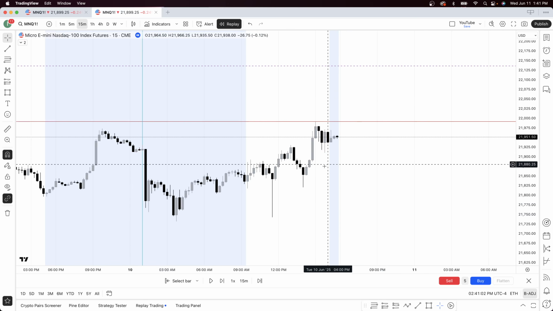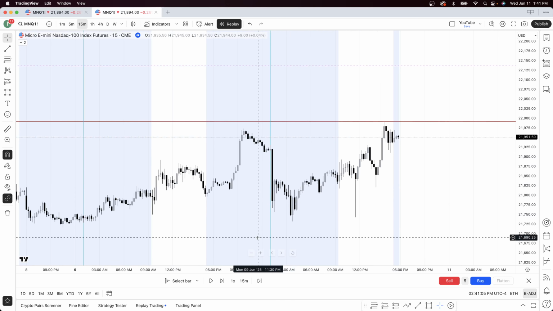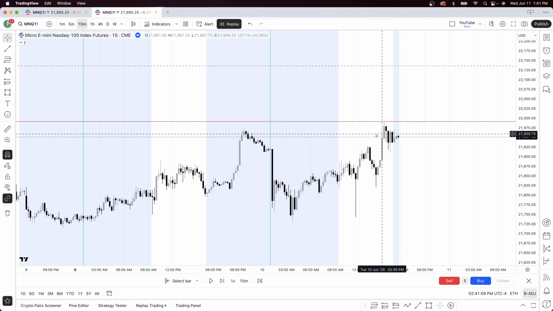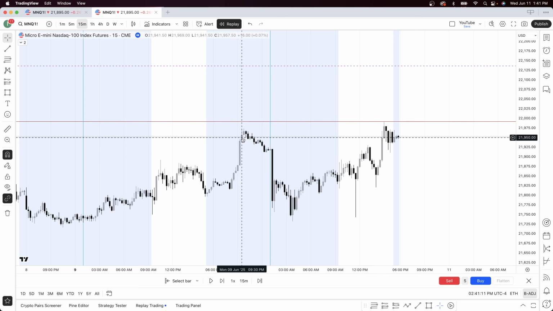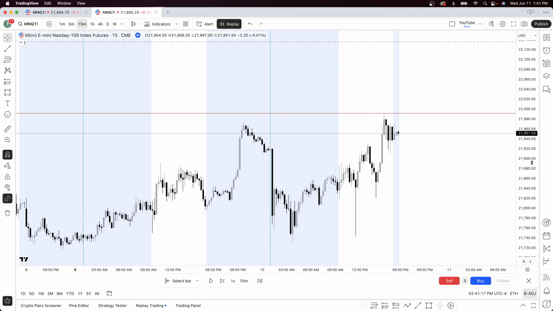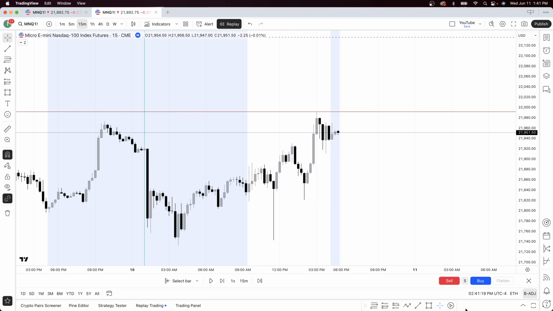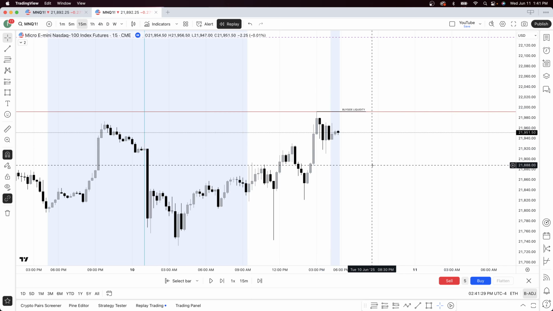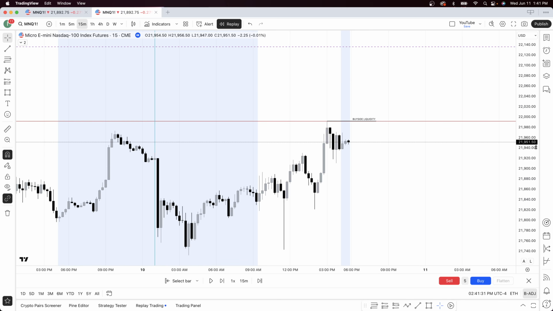So yesterday's action, we traded higher, and at the end of the day we took out the high from Monday's Asia session. So we swept buy side liquidity that day, and the high of yesterday ended up being the 3 p.m. high here, right? So we'll go ahead and mark that as our buy side liquidity that we were just watching for.